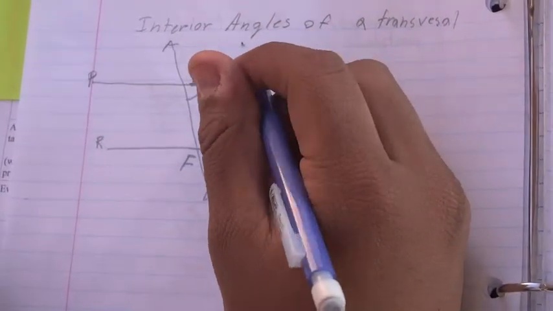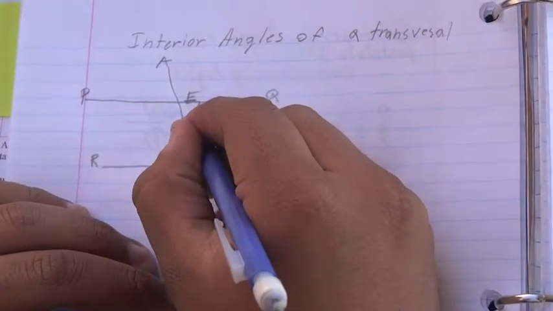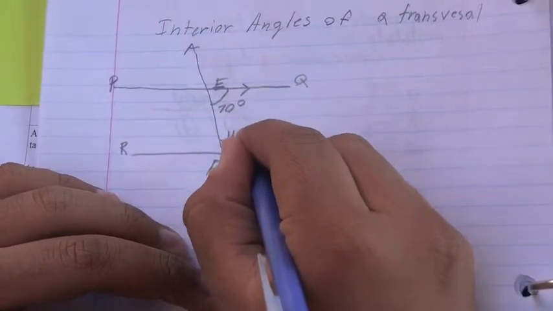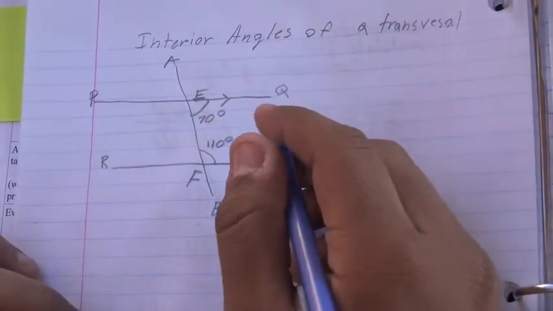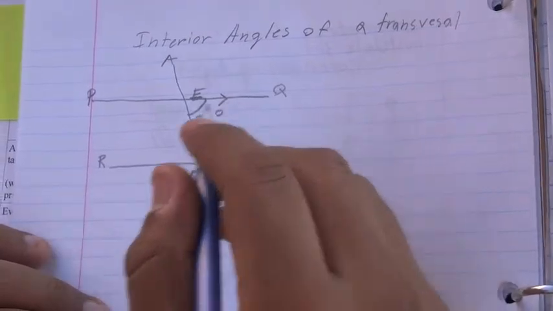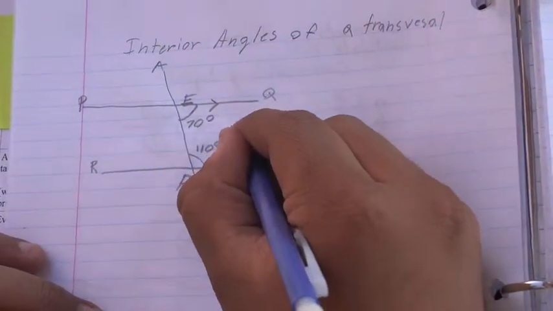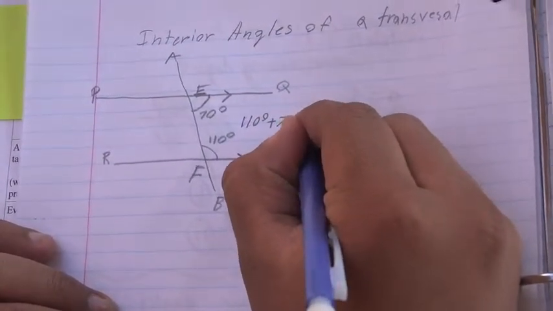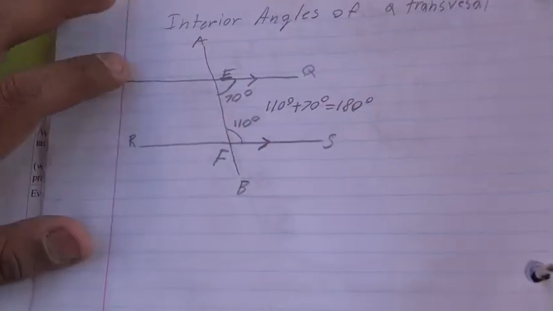Alright, notice that the two interior angles shown are supplementary. These angles, 70 degrees and 110 degrees, add to 180 if the lines PQ and RS are parallel. There you go.